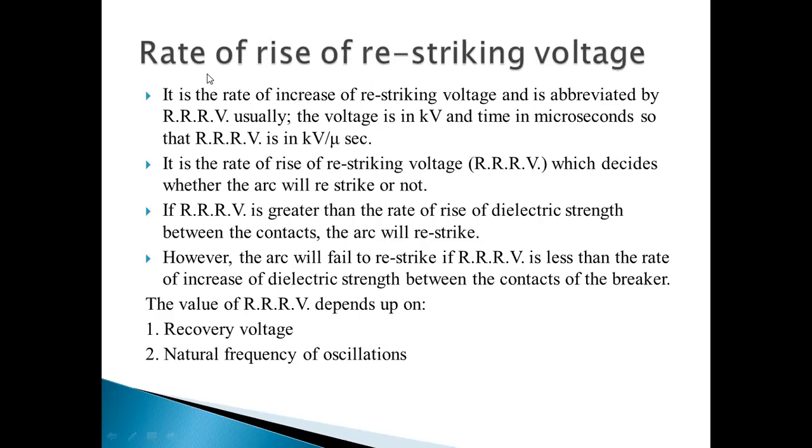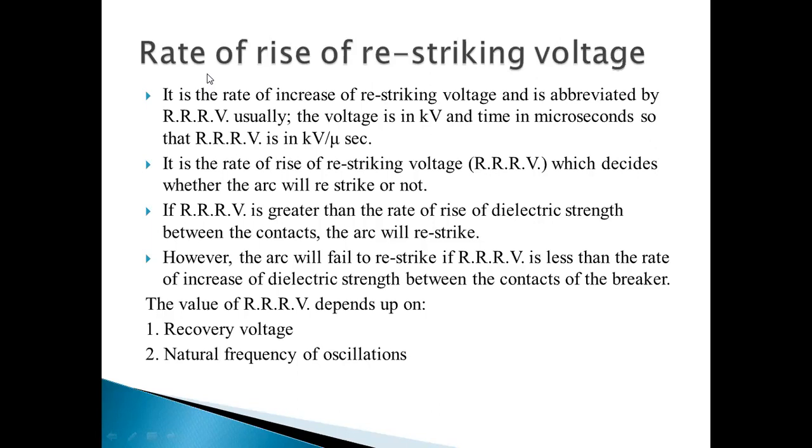Here the definition is many times asked in examination: state and explain these terms. That time they are asking this question. This RRRV is almost a 90% question. And sometimes in MCQ questions they also ask the unit of this. So remember, it is measured in kilovolt per microsecond. It is the rate of rise of restriking voltage which decides whether the arc will restrike or not.